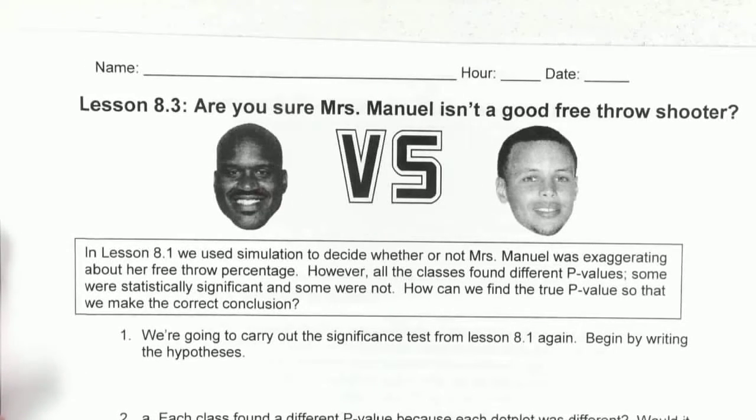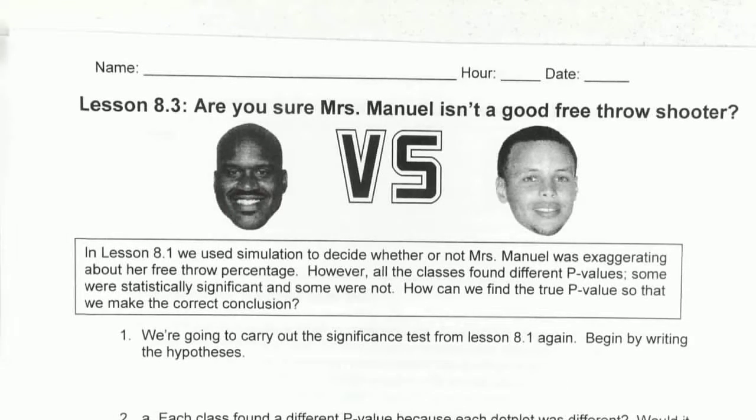Alrighty, so in lesson 8.3, we're going to really start to put everything together. In lesson 8.1, we used simulation to decide whether or not Mrs. Manuel was exaggerating about her free throw percentage. However, all the classes had found slightly different p-values. Some were statistically significant, sometimes they were not. So how can we find the true p-value so that we make the correct conclusion?